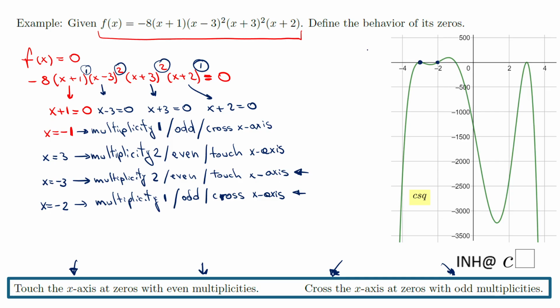What else do we have? We have x equals negative 1 right here, where again we are crossing the x-axis, and we have x equals 3, the last one, which again is touching the x-axis. So you see now also the graph of this function and the behavior of its zeros.